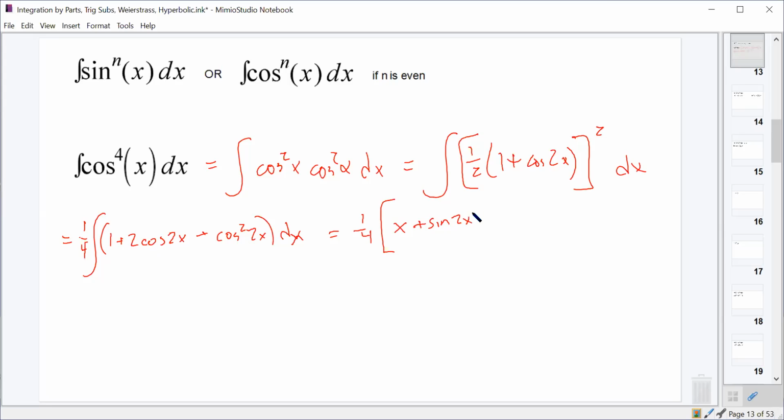And then what are we going to do with the cosine squared 2x? How are we going to integrate cosine squared 2x? If n is even, we should use the power reducing formula. So how do I use the power reducing formula on cosine squared 2x? Should become still this integral here, right, of 1/2 of 1 plus cosine 4x dx. Good or no?